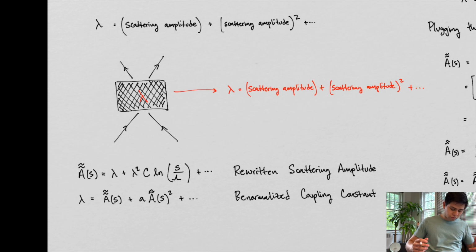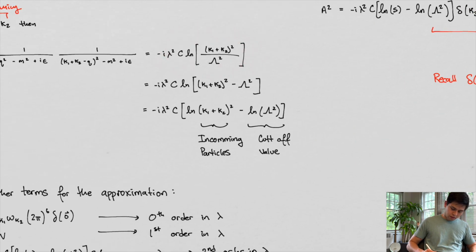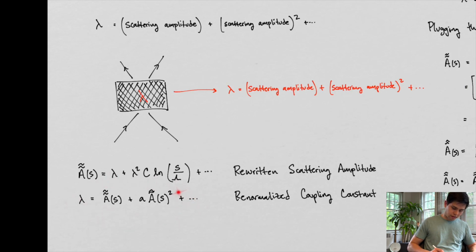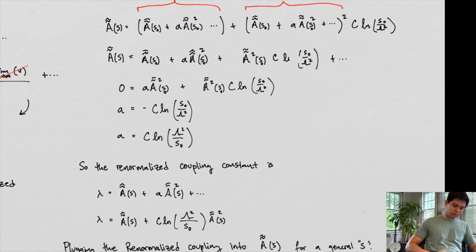Okay, so what we have is a rewritten scattering amplitude and a renormalized coupling constant. I just rewrote these right here. This we derived over here, and then this one we just said is what we're stipulating, right? We're saying that the measurement can be approximated by the scattering amplitudes. So what does all this mean?